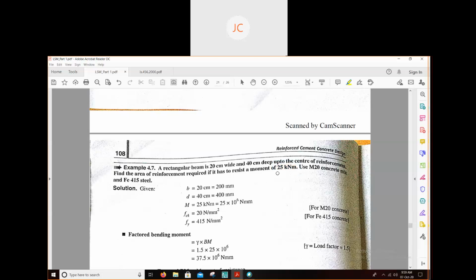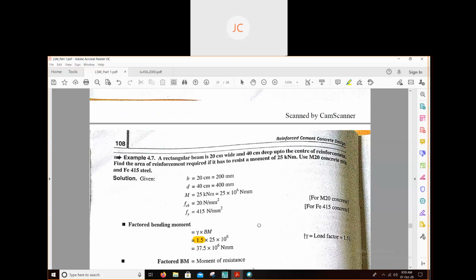we have to make it a factored moment. That means we have to multiply the value by a factor known as the load factor. Here, according to IS 456, we multiply it by 1.5. The load factor will be 1.5. So we have got the factored bending moment. Then what we have to do? Factored bending moment equals moment of resistance. We know from before that the moment of resistance is nothing but the factored bending moment.